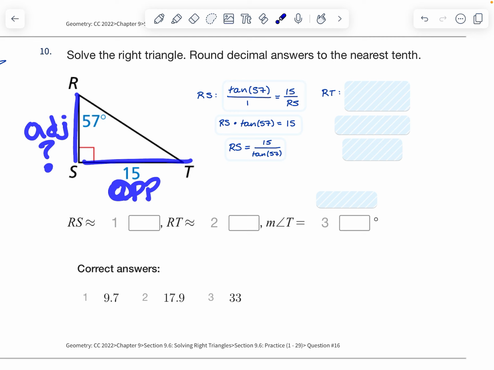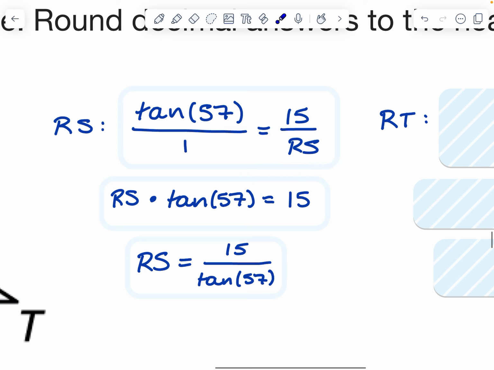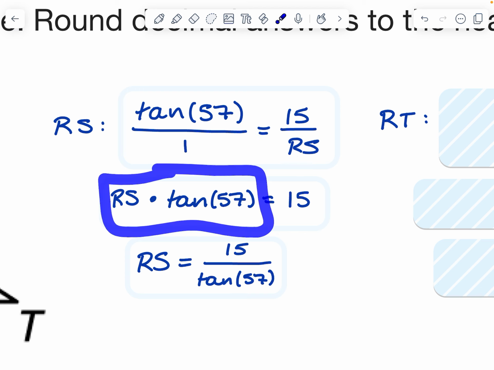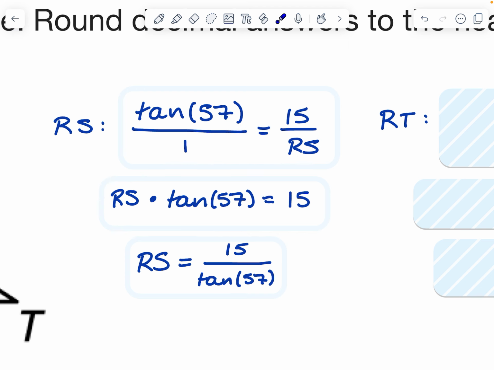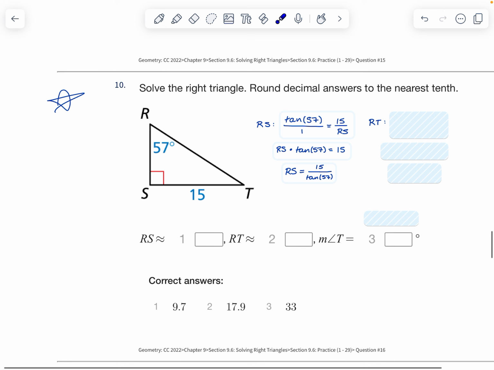When we use trig here, what we are solving for ends up in the denominator. It's okay to have that, but you need to recognize that the thing that you're solving for doesn't always go on top. So now I have RS times tangent of 57 is equal to 1 times 15. Here's where I'm going to need to divide both sides by tangent of 57 in order to get RS by itself. That gets you 9.7.